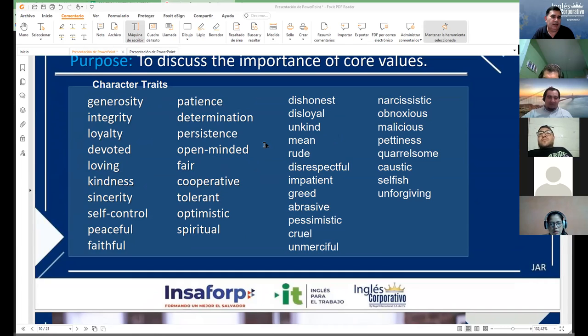Which of these can be an anti-value? For example, sincerity. Sincerity can be an anti-value. No, teacher. Yes. You come and you're very sincere. You tell your friends, hey, you look very fat in that dress. That's what you think, and you say it. You're very sincere.